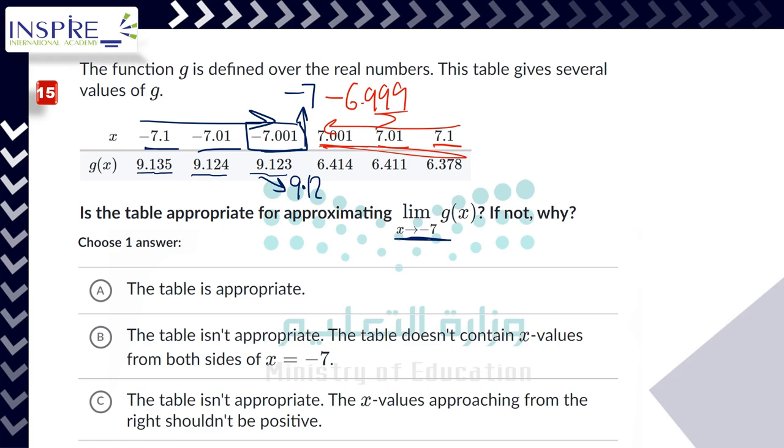Let's check letter C. The table isn't appropriate. The x values approaching from the right shouldn't be positive. Okay, he's speaking about the numbers. The formulas are right, but he said it shouldn't be positive. Yeah, the closest number to -7 is negative, and the values here are positive. So we can use this choice. This one is the correct one.